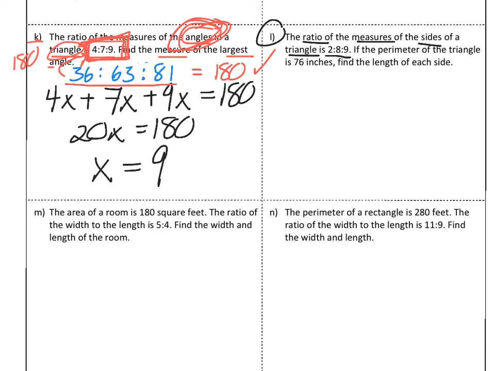In this case, though, they do specifically tell me my sides are going to add up to 76, because that's what the perimeter is. So think about what we did for the last problem, and now I'm using 76 instead as my total. Take a second, try this problem on your own. I'll reveal the answer in a couple seconds.